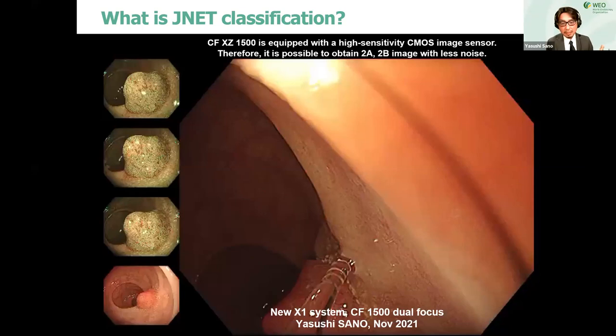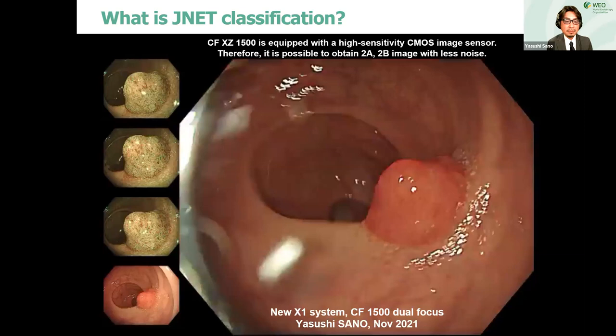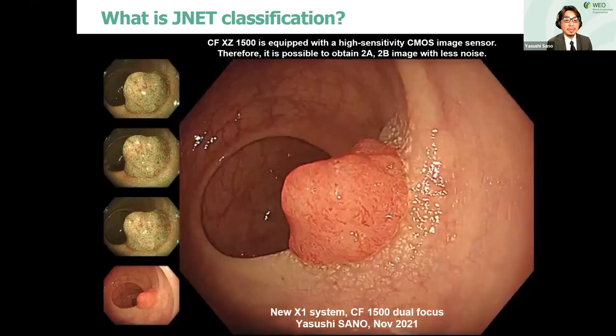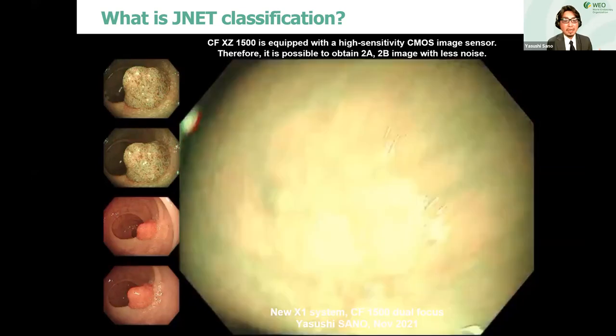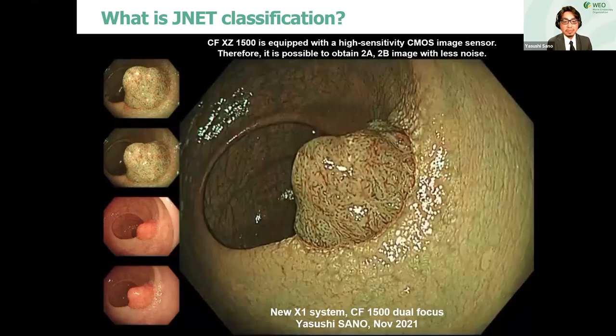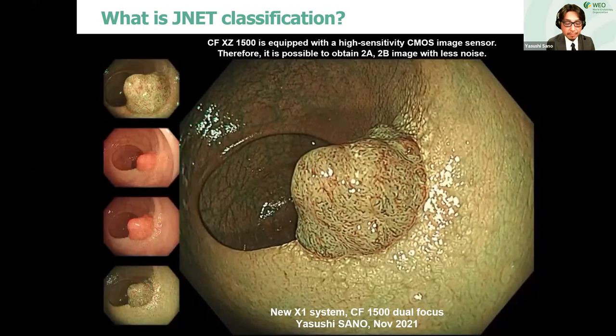and they don't like the JNET classification because it needs magnifying endoscopy. But recently, high resolution endoscopy has become available. This is a video using the recent colonoscope, the so-called 1500. It is equipped with a high sensitivity CMOS image sensor, so that it is possible to obtain a 2A, 2B image with less noise, as you see.